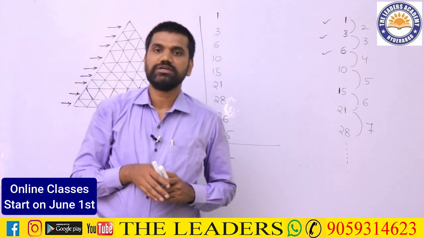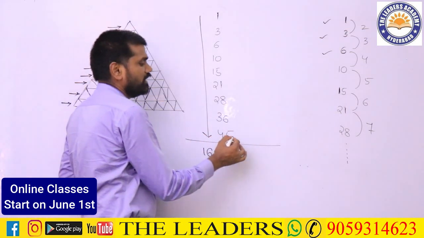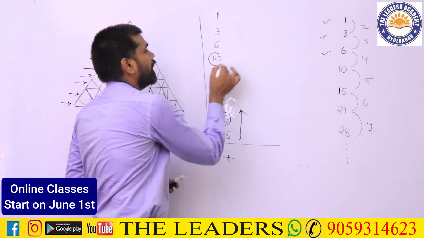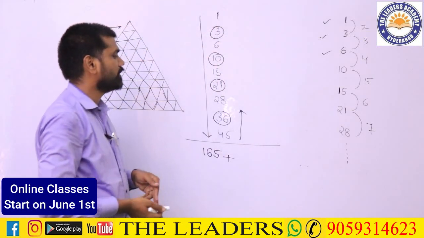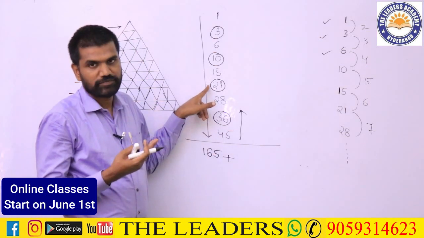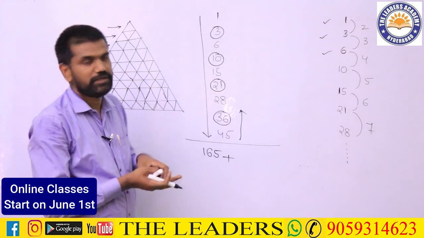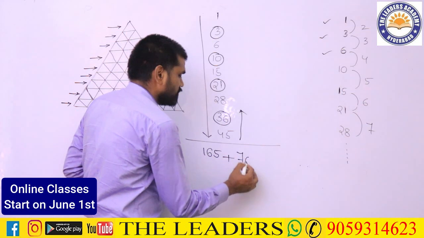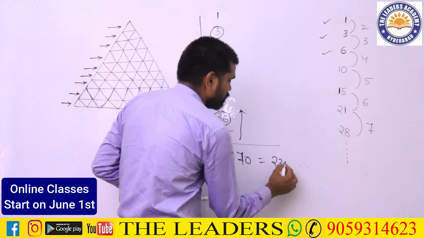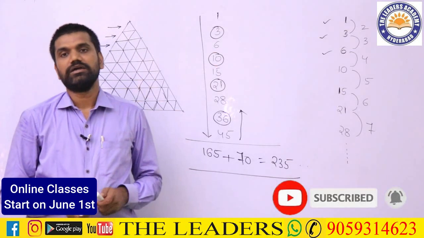Once you are done with the vertical sum, you have to go for the sum in reverse order, taking the alternate terms, leaving the last term. The alternate terms are 36. 36 plus 21 gives 57. 57 plus 10 gives 67. 67 plus 3 gives 70. Adding it: 165 plus 70 equals how much? 235. This is how you can count the number of triangles in any diagram of this kind.